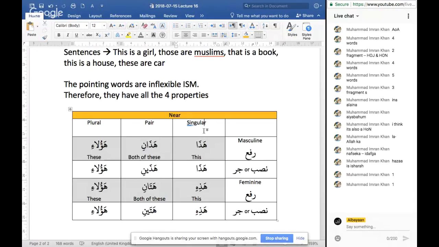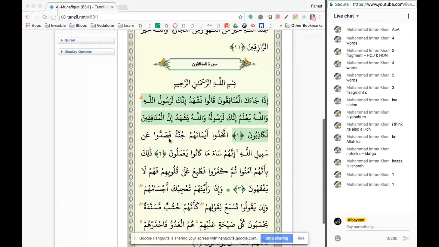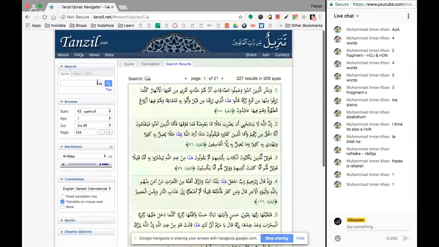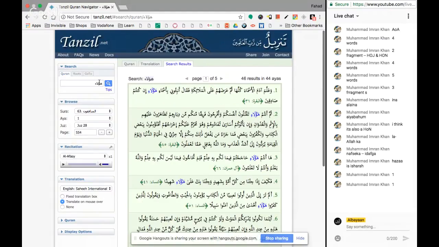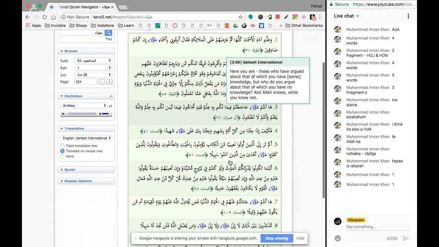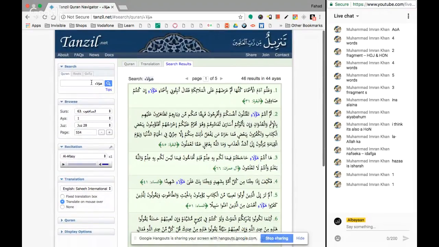Now, I want to tell you another thing. I will take these pointers and search the Quran with them, so I can give you another insight. Let me pick Haza first. I'll go to Tanzil and search Haza, and you'll see loads of results, about 227 results in 209 ayahs. Then I change it to Hazihi, which is also quite widely used in the Quran. What if I do Ha'ulai? Ha'ulai is also used quite a lot in the Quran. So Haza, Hazihi, and Ha'ulai I definitely need to know.